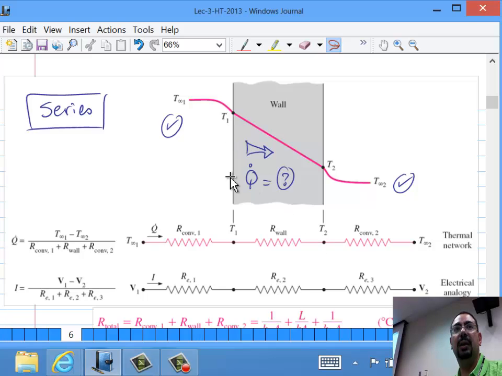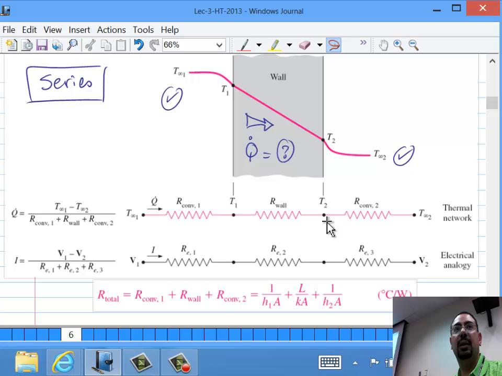So now we look at this problem and say, wait a minute, are those three resistances in series or in parallel? Series, because the Q that goes through this is exactly the Q that goes through this, exactly the Q that goes through this. There is no storage. So if there is 10 watt going here, there will be the same 10 watt going there, and the same 10 watt going there. So 1, 2, 3 resistances in series.